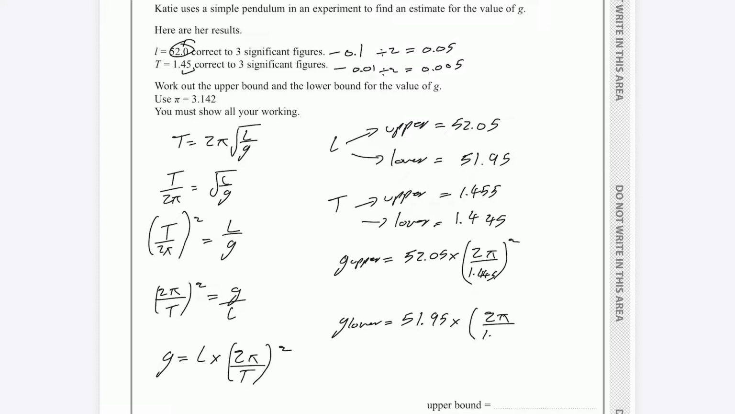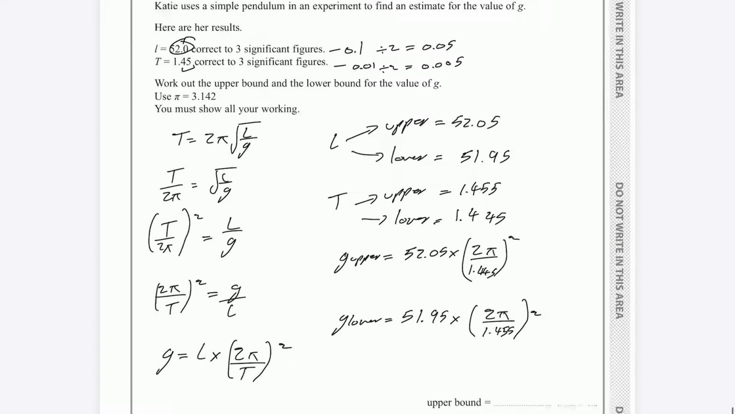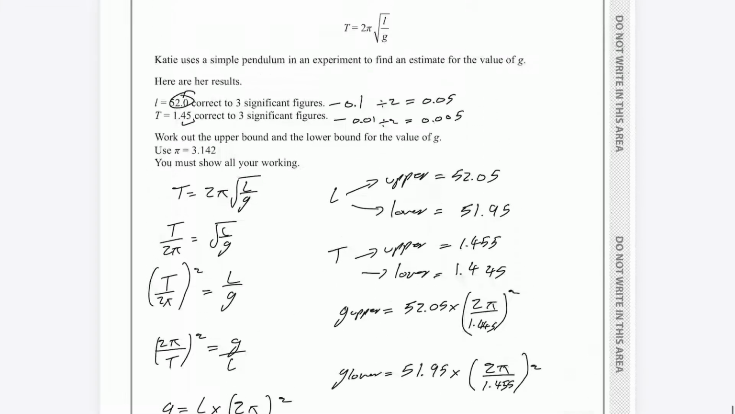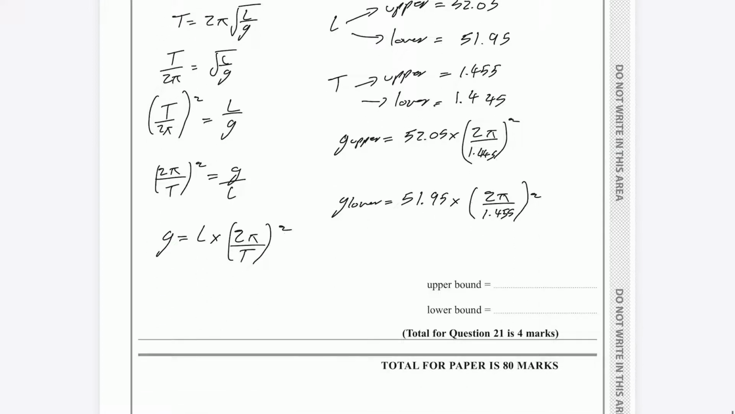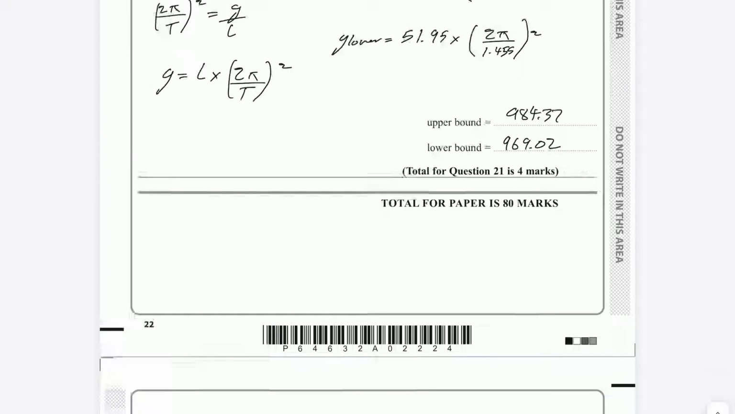So that's 1.455, and we'll square that. And we're going to use 3.142 for π and not the actual value of π. And we get our answer to be 984.37 and 969.02. That is the last question on the paper.